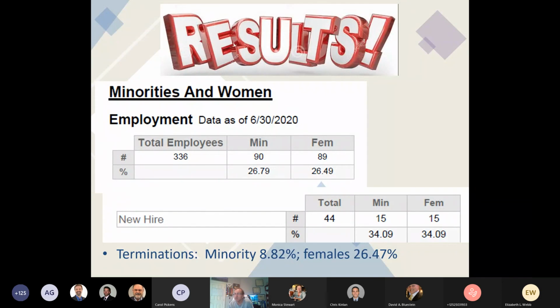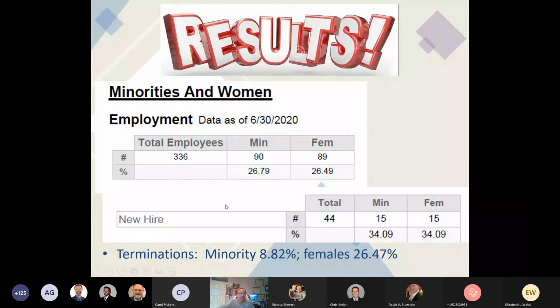So hiring one diverse candidate can help you bring another diverse candidate in the door. And so I think that's important. When I look at terminations, particularly for minorities, females is about consistent, but for minorities, the termination level is much less than the intake level. So we would expect that in 2021, the total minority numbers are going to look even better.